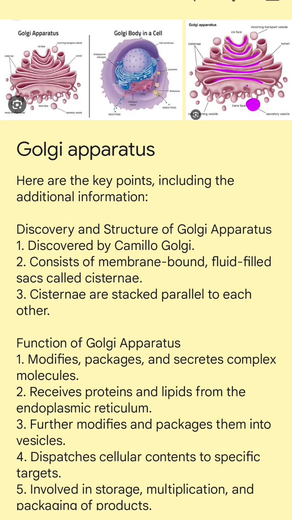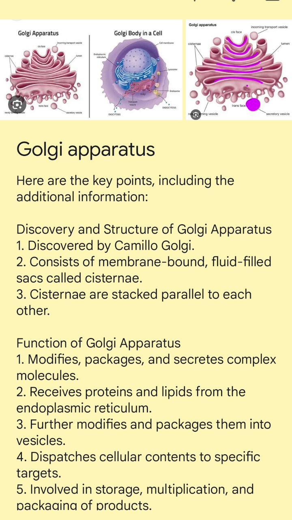In plant cell, Golgi apparatus is simpler in form and is called dictyosomes. As you can see over here, there are many stacking over each other, but in plant cell, there is only one cistern. This cistern is known as dictyosome.